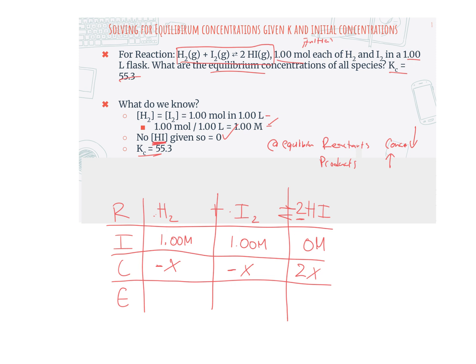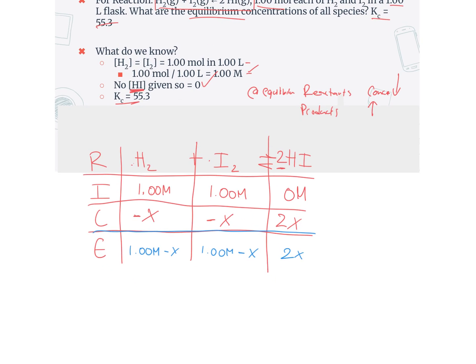And so now let's look at equilibrium, right? If we just add these two together, and I'm going to add a blue line here, we know at equilibrium we start at 1.00 molar, and we reduce it by some amount, X. That same thing is true for I2. And for 2HI, if you add these together, it's just 2X. And so now using this, we can use this last part of our table here, the equilibrium, and now we can think about K. Right, we've been given K, and that's 55.3.